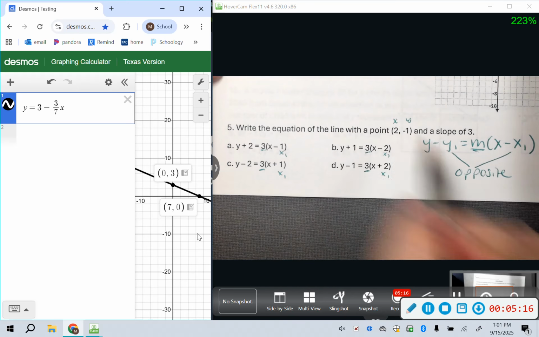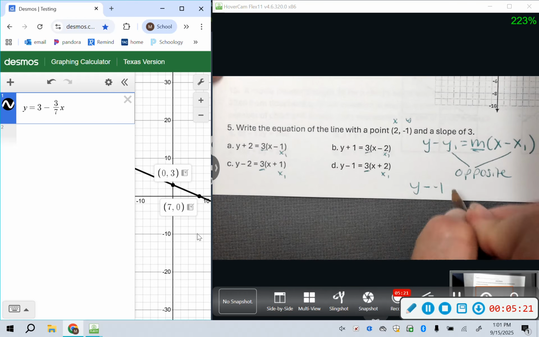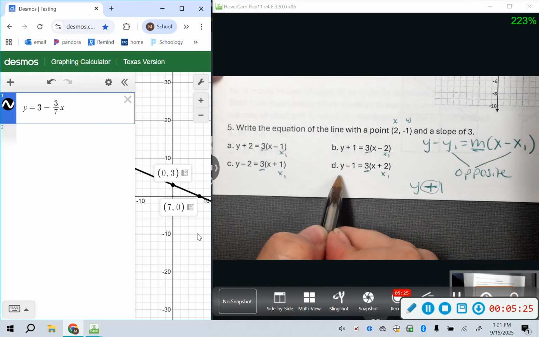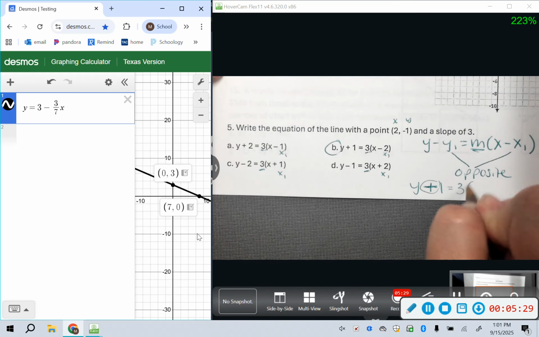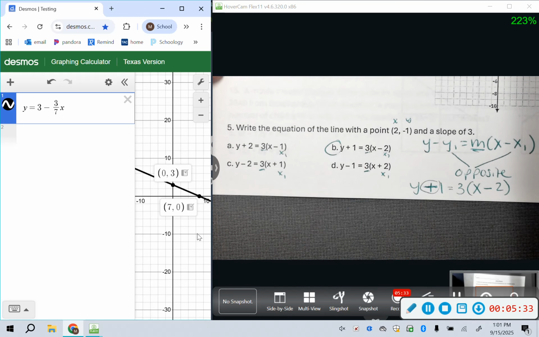So remember, if I were to plug this in, y minus y1 is -1. Well, those 2 negatives change to a plus. So I have to have y plus 1, which is B, equals my slope, x minus x1 is 2. So that proves that it's B.